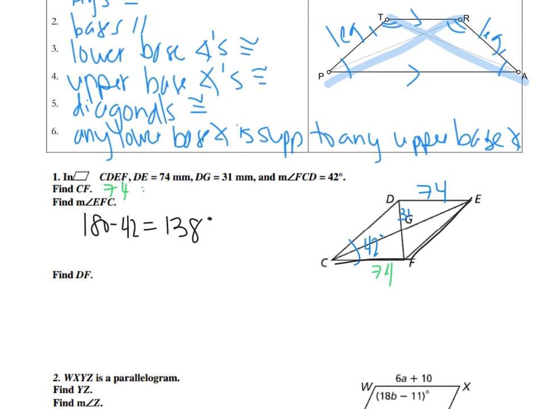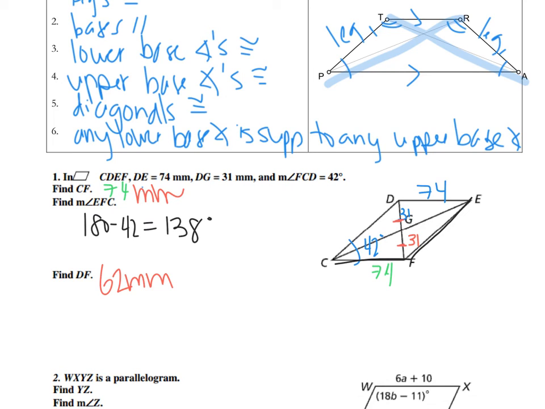And then finally, it says find DF. Well, remember that in a parallelogram, diagonals bisect each other. So DG is congruent to GF. So this is also 31. So if I want the full length of DF, I add the two together and I get 62 millimeters. Make sure that we use our units if it's given to us.